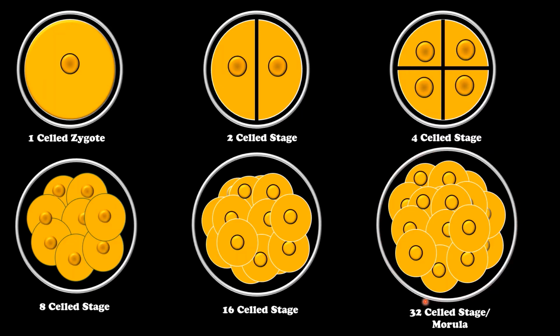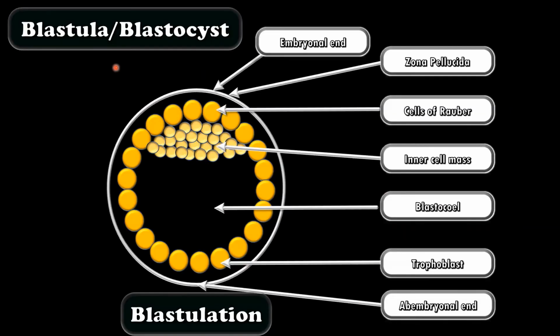Students, as the cleavage is in process, the embryo keeps moving downward from the ampulla towards the uterus. It starts absorbing uterine milk. Therefore, the morula is converted to blastula. Now, this is the structure of blastula. The process of conversion of morula into blastula is called blastulation.